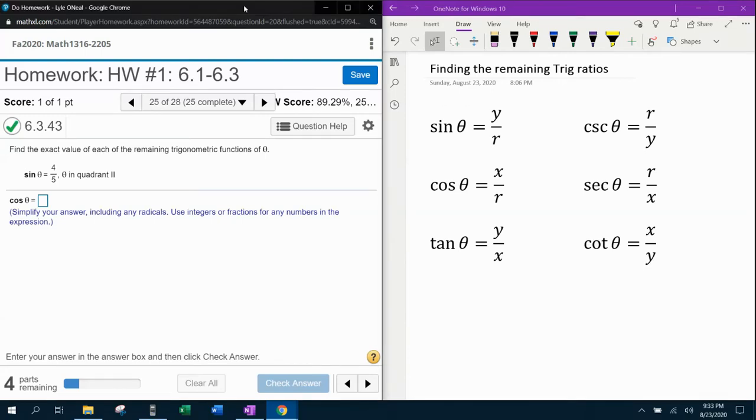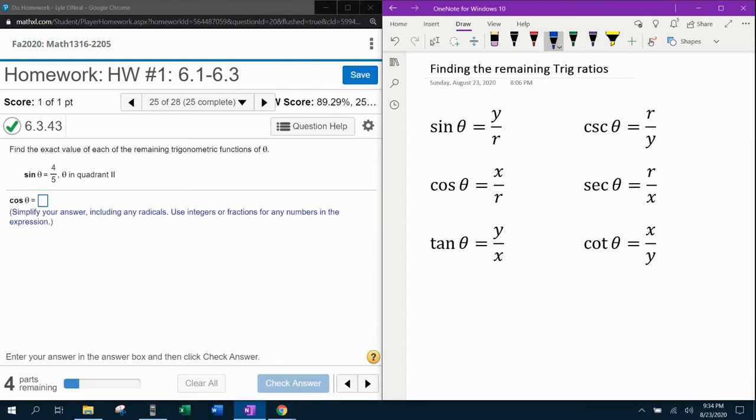Question number 25 from our 1316 homework number 1 in MyLab Math. They have given us the value of sine of theta. They tell us that theta is in quadrant 2, and they want us to find the exact value of all of the remaining trig functions. So let's take what they've given us and put it into perspective here.